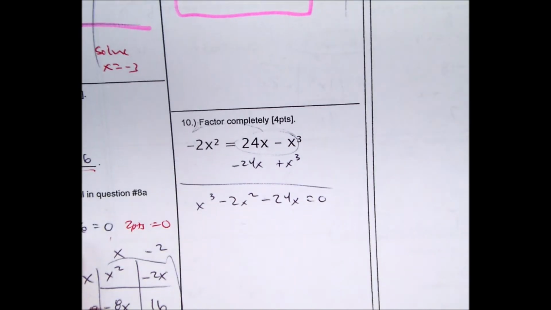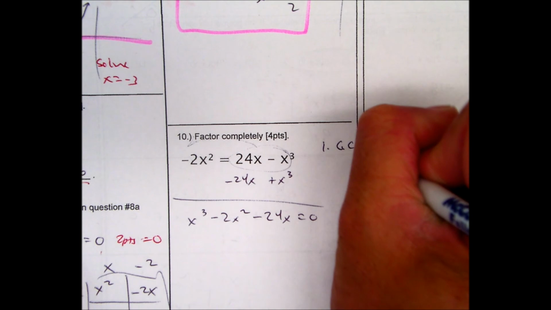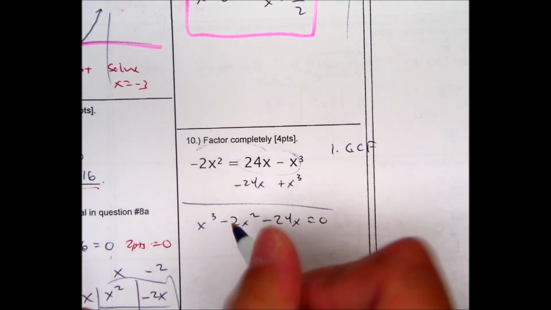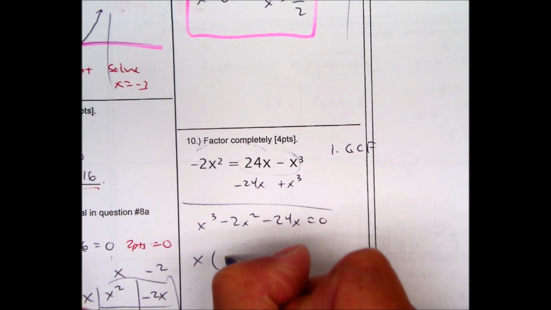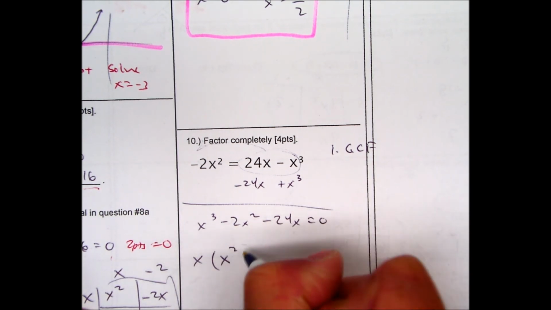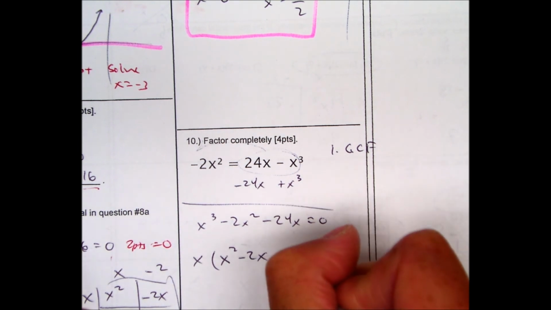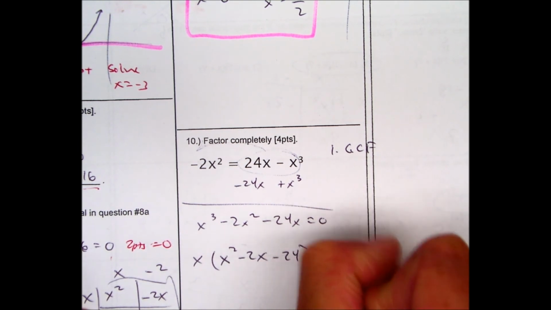So if you're learning factoring for the first time, you always want to find if there's a greatest common factor. Class, is there a greatest common factor there? Yes. What is it? X. So what do I get? X squared minus 2x minus 24 equals 0.